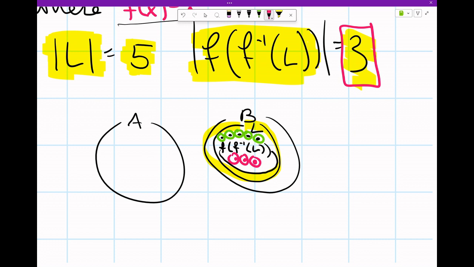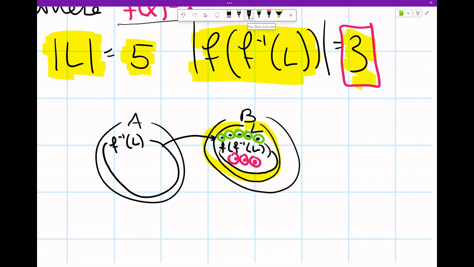And you're like, well, how do you do that? Well, how I do that is I'm going to take all of these elements from L, and I'm going to figure out what mapped them. Okay, so I have my F inverse. And these items that are in here, I don't even know how many of them there will be. Will there be 3 of them? Will there be 5 of them? How many will there be in here? But I'm going to figure out what mapped these 5 elements that are in L.